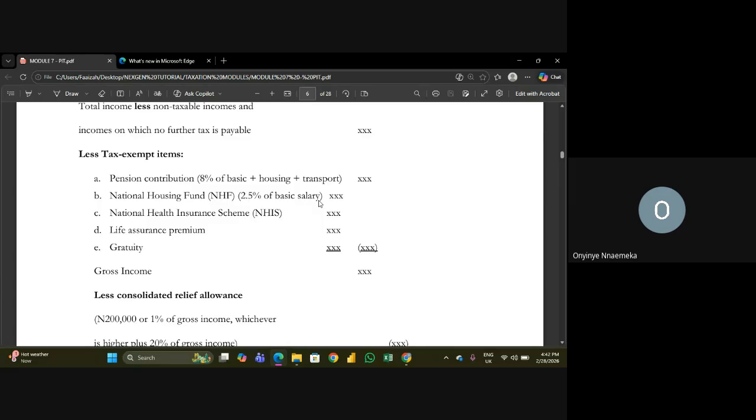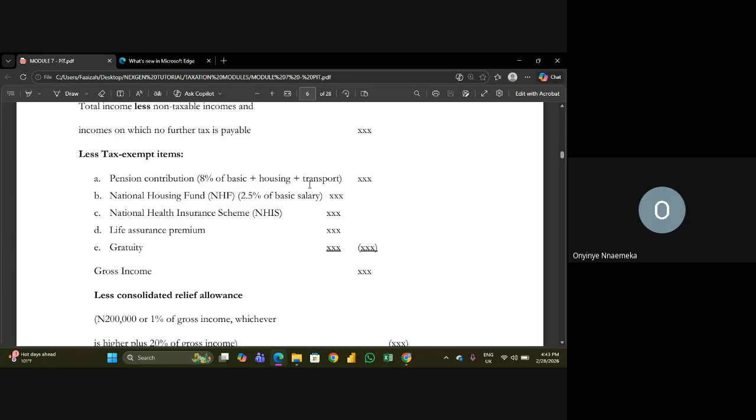For pension, it's like a contributory scheme. Your employer will pay from their own pocket on your behalf, and you will also pay from your pocket. The one that you will pay is the one that is tax exempt here, which is 8% of your basic salary, plus your housing allowance, plus your transport allowance. That's pension. The National Housing Fund, if you are doing this too, you remove it. Health insurance, life assurance, gratuity. All of these five are tax exempt items that you are going to remove before you get your gross income.